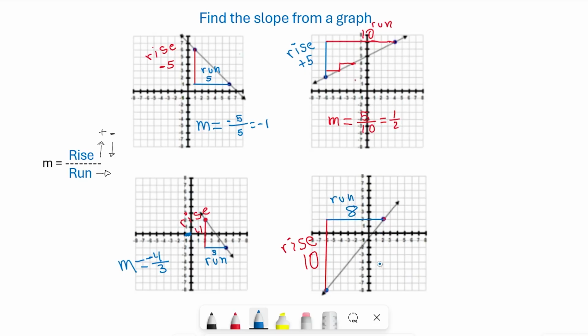Okay. And now what we have to do is the substitution. The rise is going to be 10 over the run. The run is going to be 8. Okay. And can you see that we can reduce? Whenever you can reduce or divide, that's what you should do. So in this case, I can divide both of them by 2, right? So that is going to give you 5 over 4.